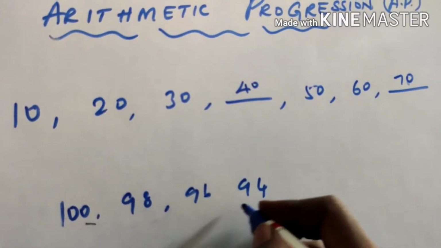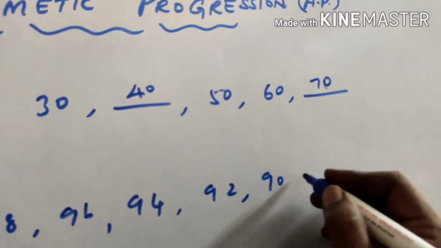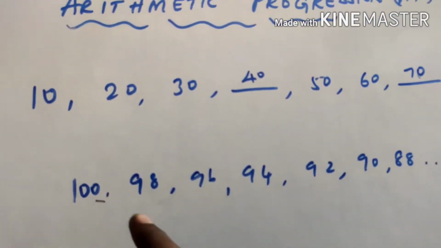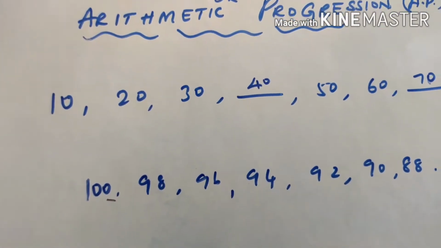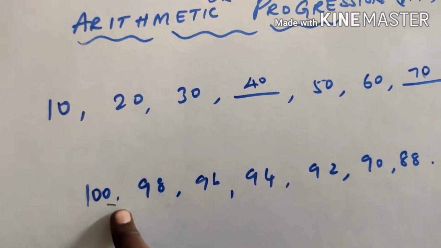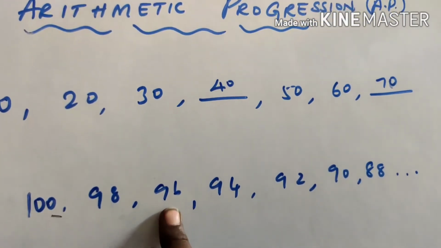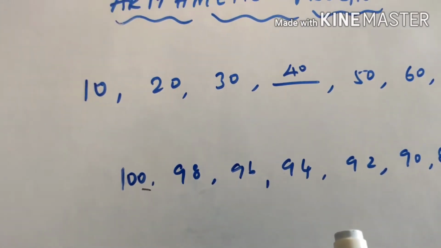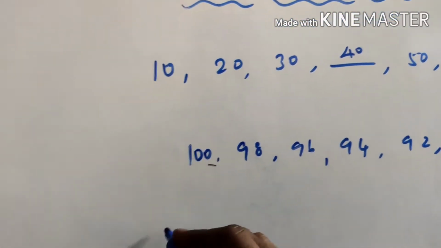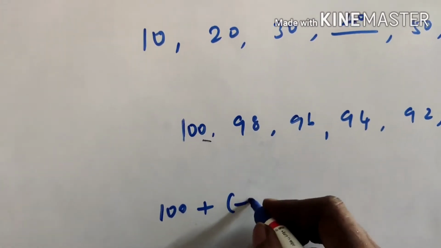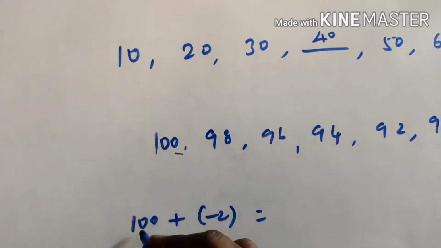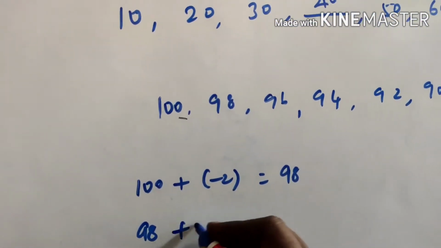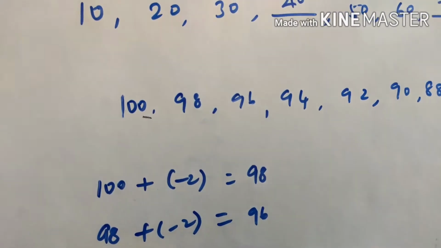Even see, for example, 100, 98, 96, 94, 92, 90, 88, like this you are getting. And here a common number is subtracted, isn't it? 2 is subtracted: 100 minus 2, 98, 98 minus 2, 96. Otherwise you can say minus 2 is added. See here, 100 plus minus 2, you get 100 minus 2, 98. And 98 plus minus 2, 96.